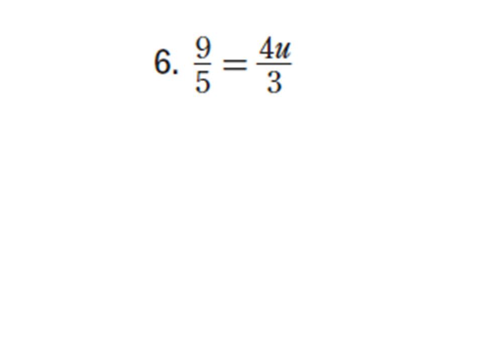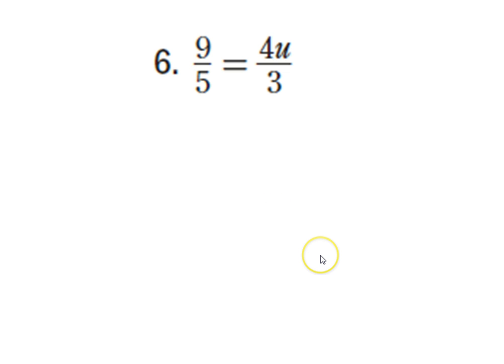Number 6, we have another proportion where we have 9/5 is equal to 4 times u over 3, and we have to find out what is the value of u that makes these fractions equal, or this proportion true. I'm not sure by looking at this. Again, there are many ways we can solve proportions. The most efficient way is cross multiplying, the means extremes property.